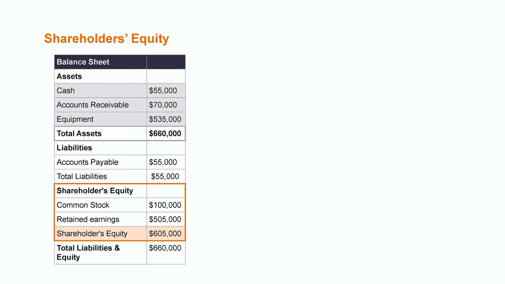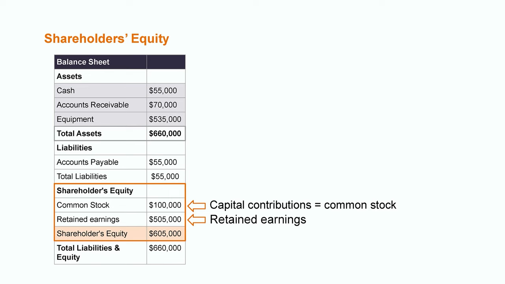As you can see on your screen, this is all reported on a company's balance sheet under the shareholders' equity section. In this example, you can see the two components that we just described, capital contributions and retained earnings. In this case, we can see the company has issued $100,000 of common stock in exchange for investment in the organization. These are the capital contributions. The company has also generated cumulative earnings in the organization over time of $505,000, which they have reported as their retained earnings balance. The value of both the retained earnings and capital contributions, when added together, will give us the total shareholders' equity balance of $605,000.